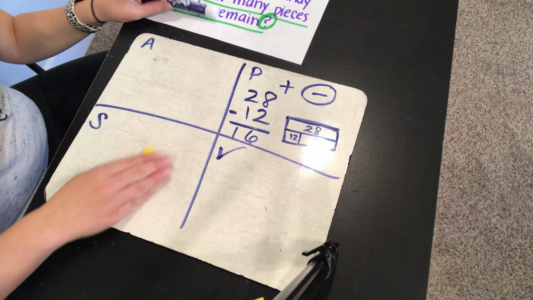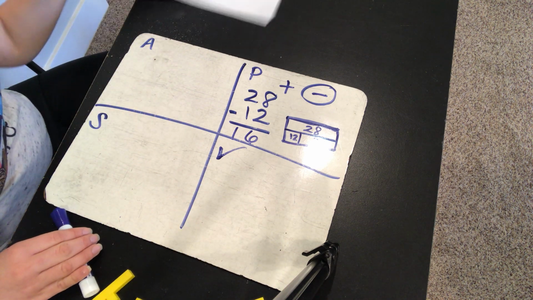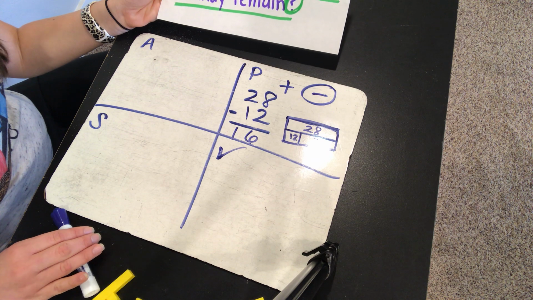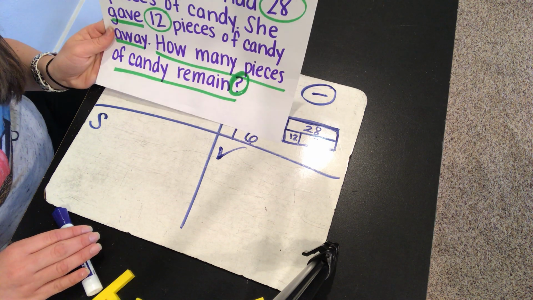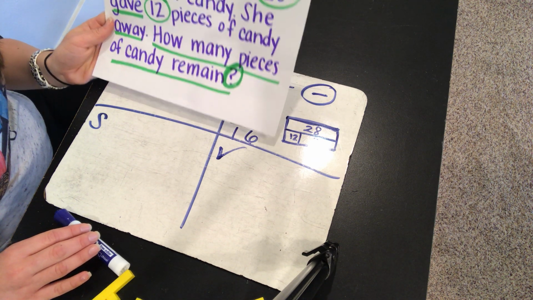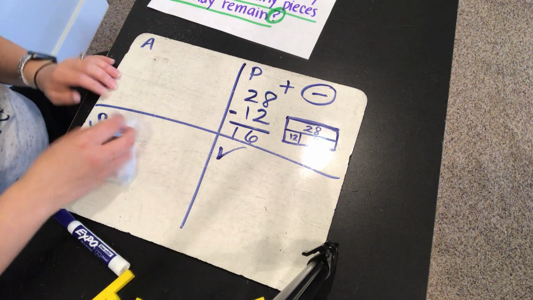Okay, so can we answer the question now? How many pieces of candy remain? 16 pieces of candy remain. So I still have some left.